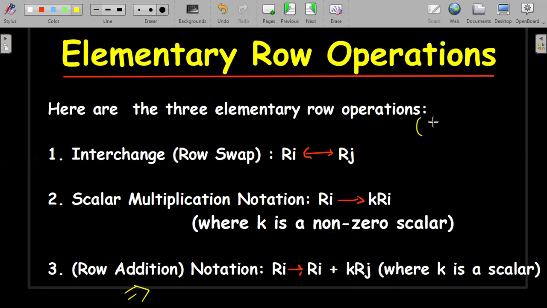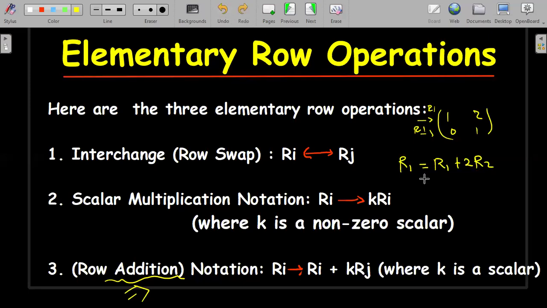So for example, if my matrix is 1, 2, and then 0, 1. If this is my matrix, and this is my row 1 and this is my row 2, and I want to do something to row 1 using row addition, I want to say my row 1 will be equal to this same row 1 plus 2 multiplied by row 2. So this here would determine my new row 1.